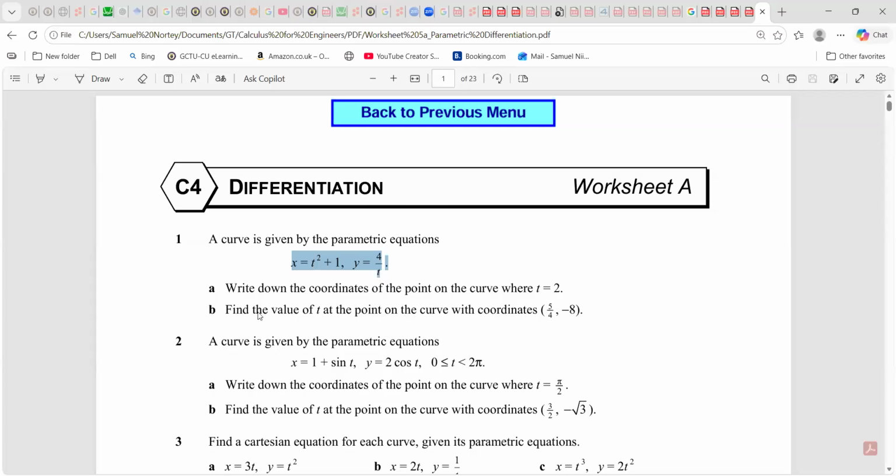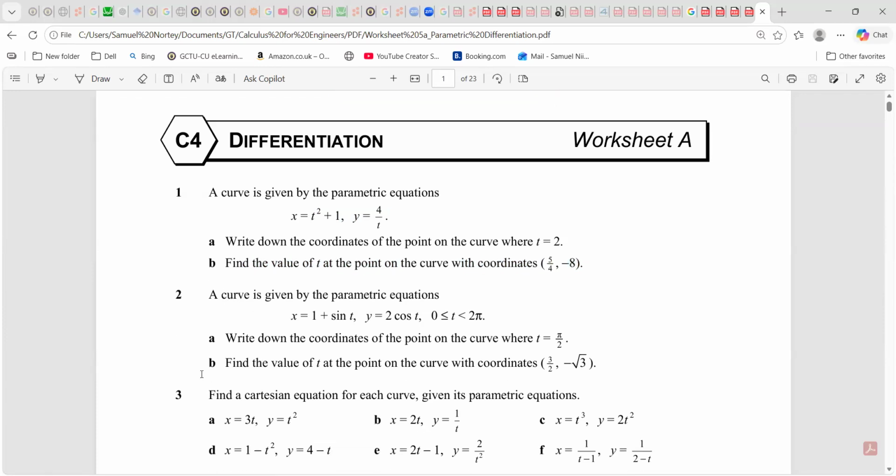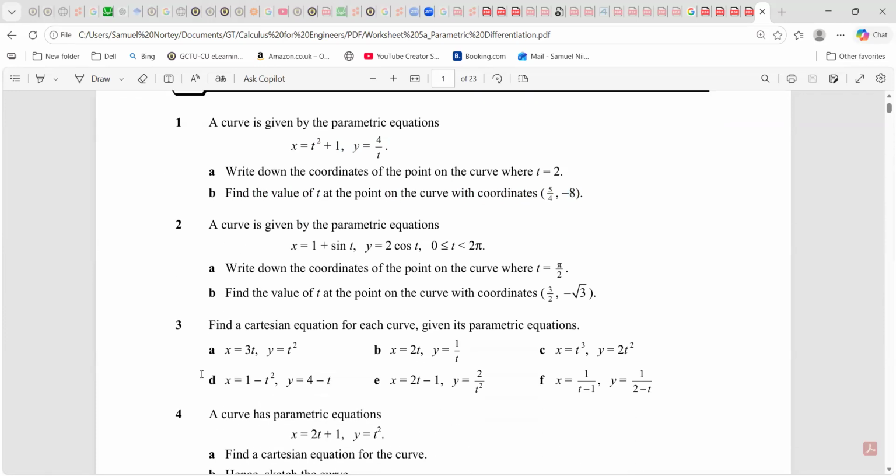So remember what you need to do. It says, first of all, write down the coordinates of the point on the curve where t is equal to a given value. So it will be good you find the value of x when t is equal to 0, when t is equal to 1, and form a table. And then when you're able to find that, find the value of t at the given point. So the initial questions, you are just finding the points of these parametric functions. But I think when you go down, they will ask you to differentiate the functions.